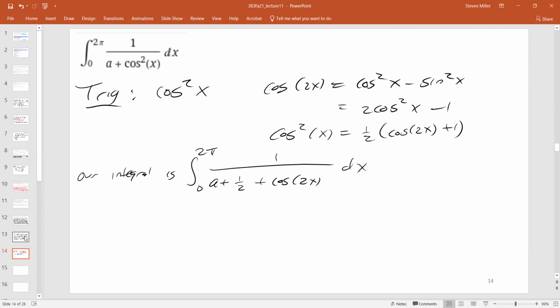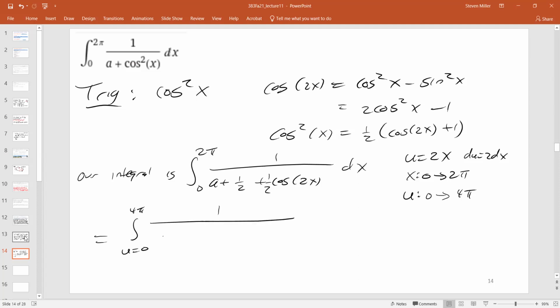Now what can I do? Cosine 2x over 2. Yes. So I could do u equals 2x. So what would du be? 2 dx. And as x goes from 0 to 2 pi, what does u go from? Goes from 0 to 4 pi, right? So this integral is going to be the same as the integral u goes from 0 to 4 pi, 1 over a plus 1/2 plus 1/2 cosine of u. I'm sorry, du is 2 dx, so dx becomes du over 2.